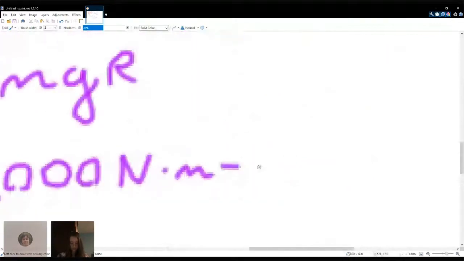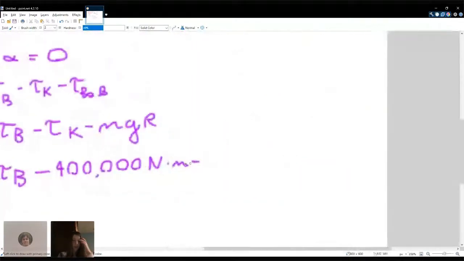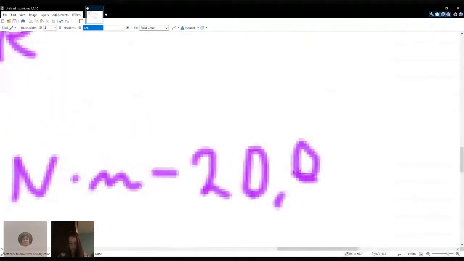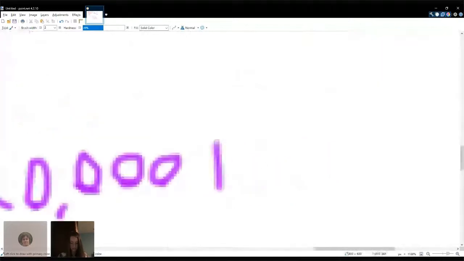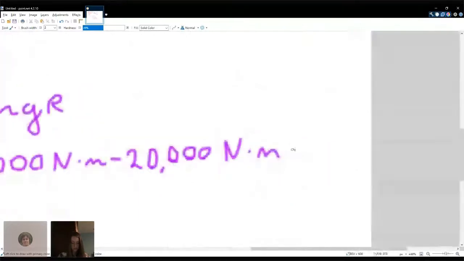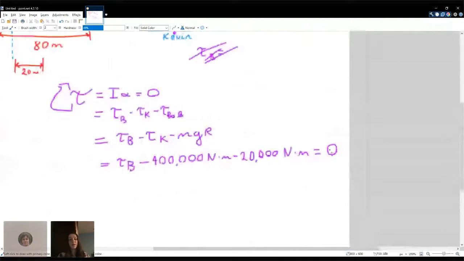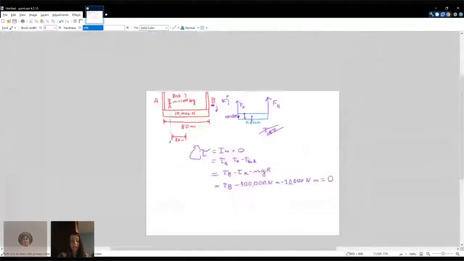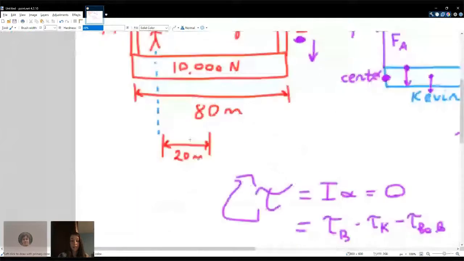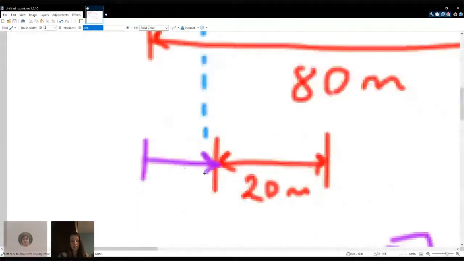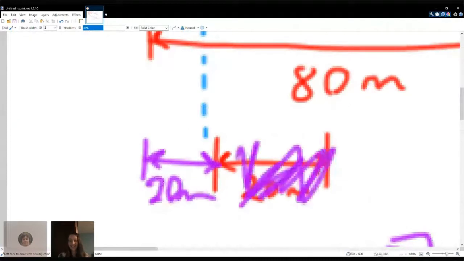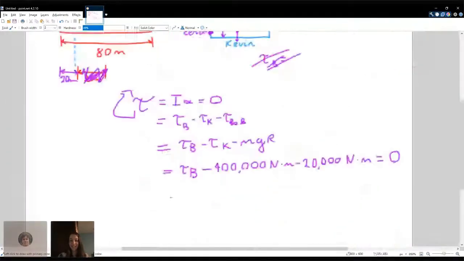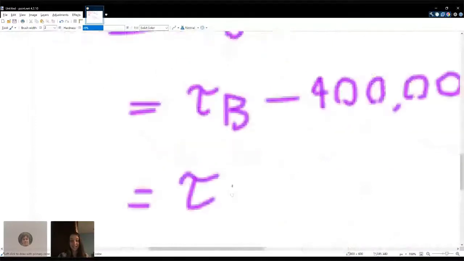And then you said the torque for Bob was what? The torque for Bob is 20,000 Newton meters. Okay. And first off, you said Bob was 20 meters from pillar A, or the fulcrum, right? Yes. Okay, so I need to fix this then. And then what was the torque from pillar B?